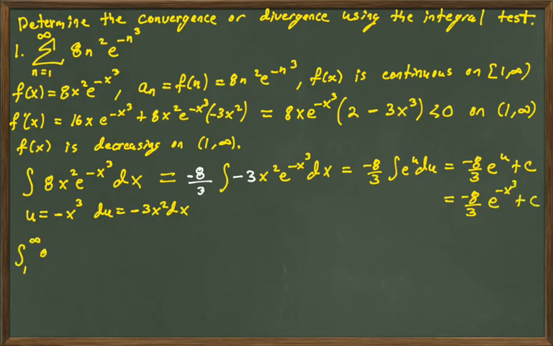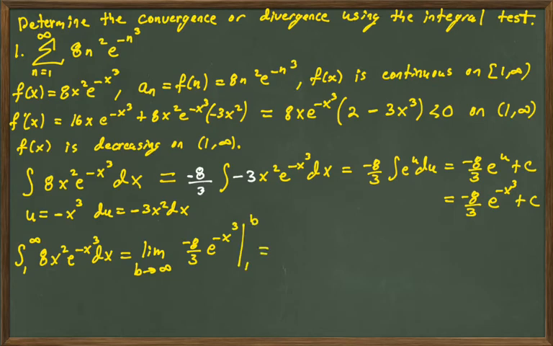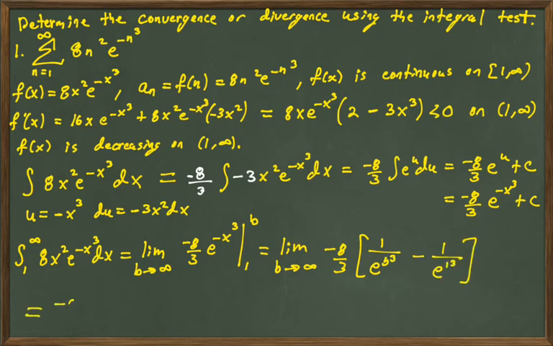So now let's look at the improper integral from 1 to infinity of 8x squared e to the negative x cubed dx. And that's going to be equal to the limit as b goes to infinity, and we already integrated, and that integral is negative 8/3 e to the negative x cubed, and we're going to evaluate that from 1 to b. So it's going to be a limit as b goes to infinity, slide out the negative 8/3, and that's going to be 1 over e to the b cubed minus 1 over e to the 1 cubed. Okay, so that's going to be negative 8/3.